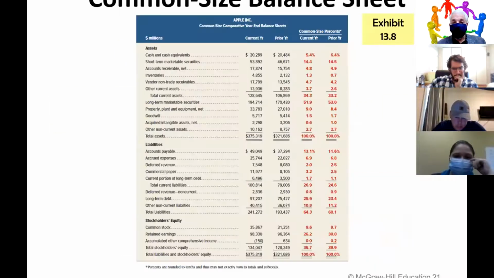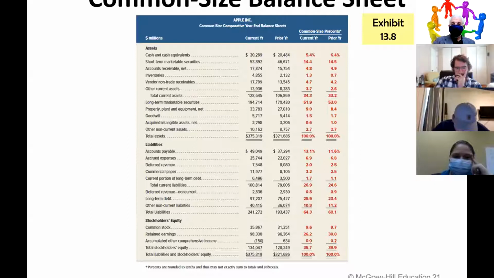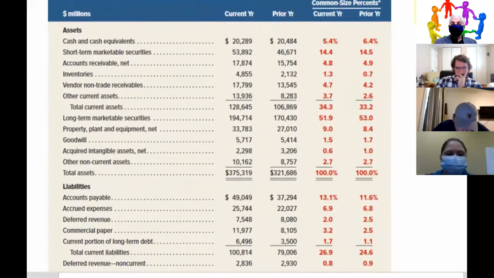So vertical analysis on our balance sheet looks something like this. We have our cash and cash equivalents, I'm sorry, 5.4%. Current year. Last year was 6.4% as a percentage of total assets. Now, total assets increased from $321 billion to $375 billion. So our actual dollar amount went down a little bit, but our percent of total assets went down a whole bunch.